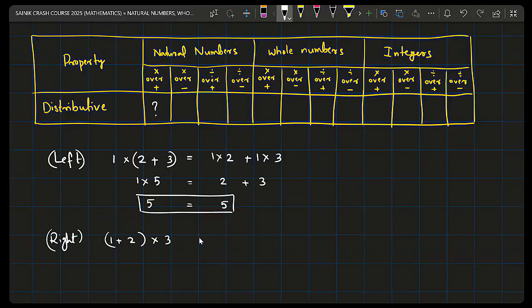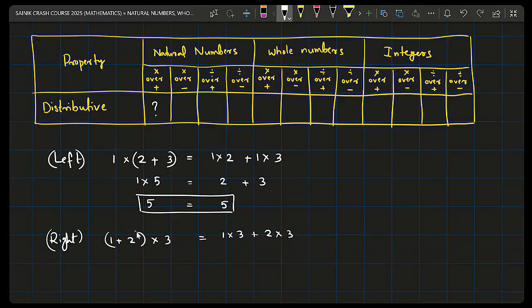What is right distributive property? The single term is there on the right. Now let us distribute this into 3 to all the terms inside the bracket. So this into 3 is distributed to 2 as well as 3. So what you will get? So we'll be getting 1 into 3 plus 2 into 3.